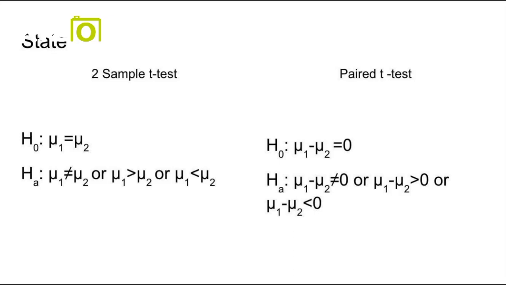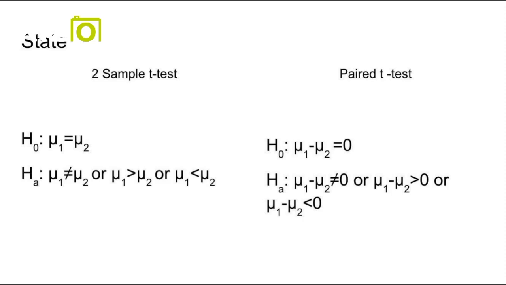In the state portion of the four-step process, for a two-sample t-test, you state the null and alternative hypothesis, where the null hypothesis is that the one mean is equal to the other, and the alternative hypothesis is that the means are not equal, that one is greater than the other, or one is less than the other.